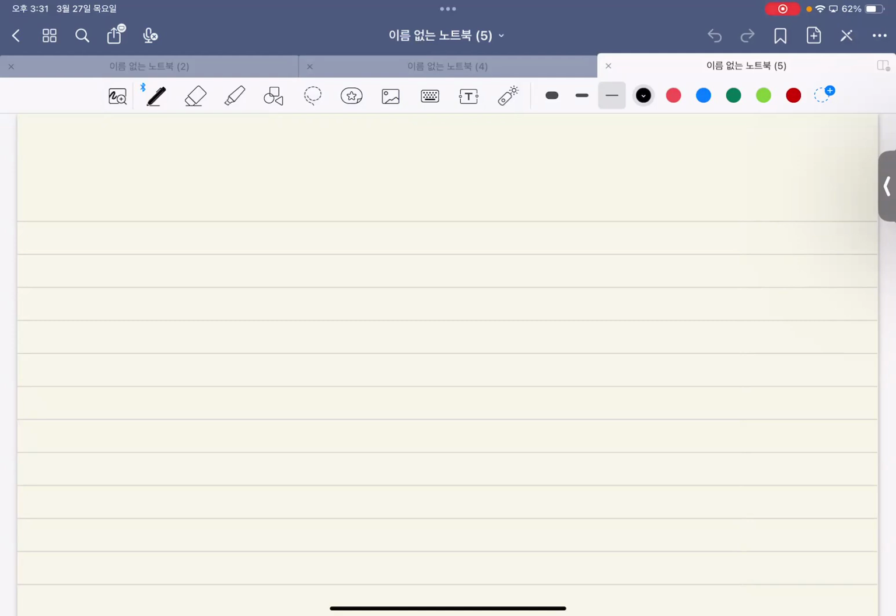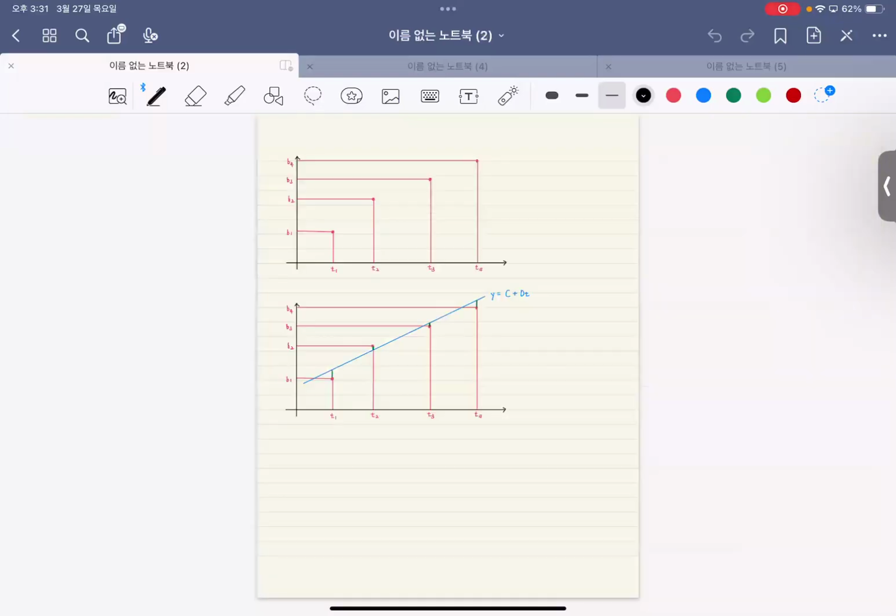Actually, I have not made problems for the midterm examination yet, but I will try my best not to make them so complicated. So don't worry about it too much. Okay.